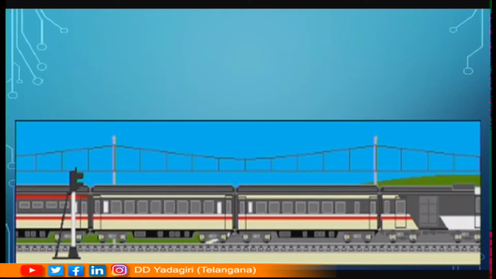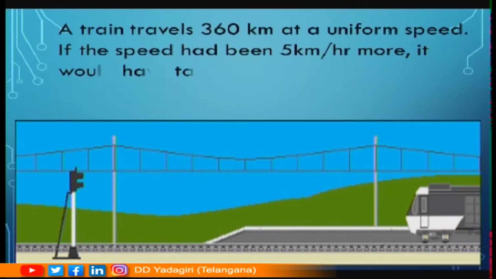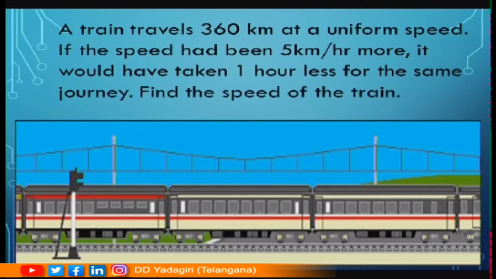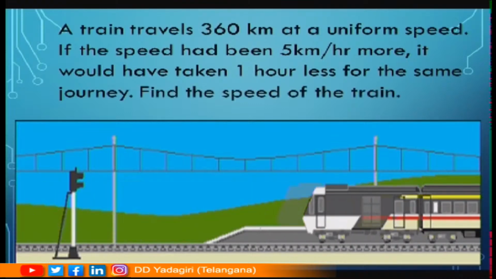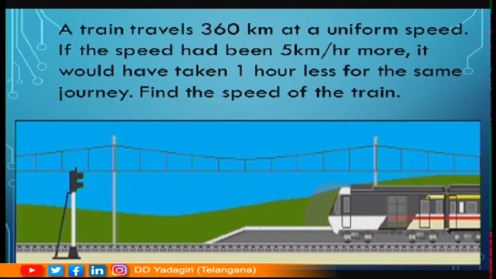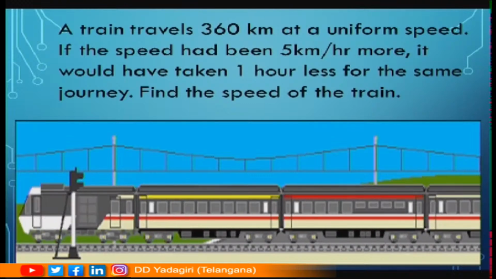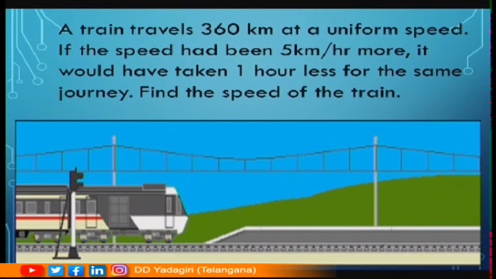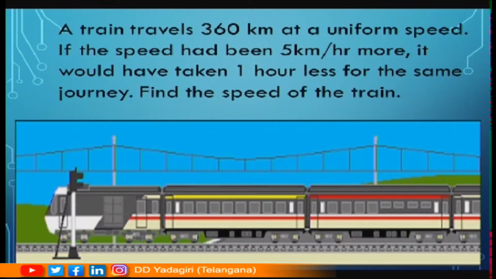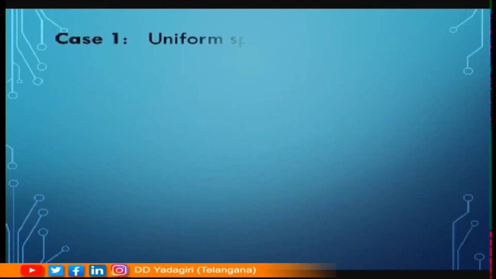Now, look at the situation, children. You can see the train moving there. Okay. Let us see the situation. A train travels 360 kilometers at a uniform speed. If the speed had been 5 kilometers per hour more, it would have taken 1 hour less for the same journey. Find the speed of the train. So, from the given data, let us see how we can find the speed of the train. There can be two cases possible.